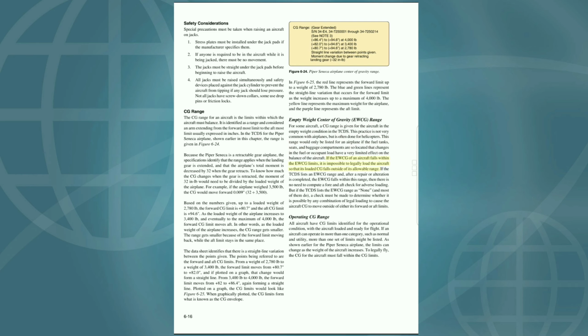If the EWCG of an aircraft falls within the EWCG limits, it is impossible to legally load the aircraft so that its loaded CG falls outside of its allowable range. If the TCDS lists an EWCG range and, after a repair or alteration is completed, the EWCG falls within this range, then there is no need to compute a fore and aft check for adverse loading. But if the TCDS lists the EWCG range as none, and most of them do, a check must be made to determine whether it is possible by any combination of legal loading to cause the aircraft CG to move outside of either its forward or aft limits.